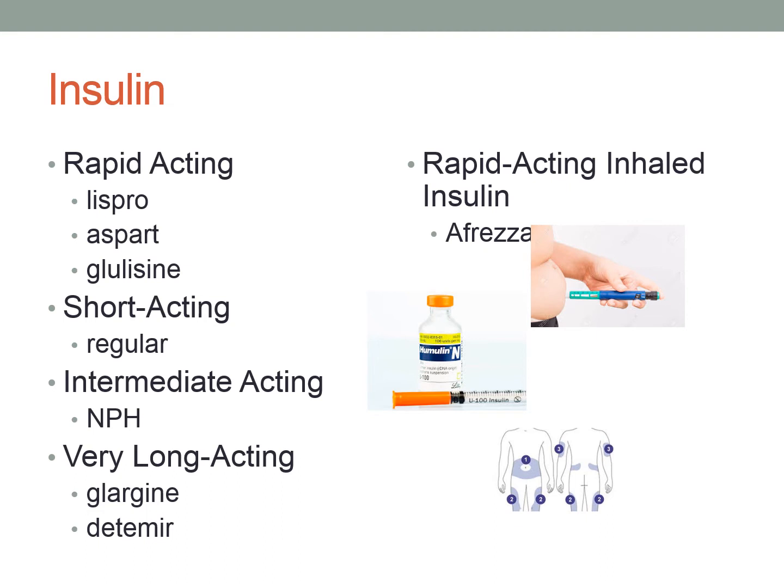So when we look at our first one, the rapid-acting insulin, this is going to be used for rapid reduction of glucose levels. We use it to treat postprandial hyperglycemia. It's used in combination with longer-acting insulin.